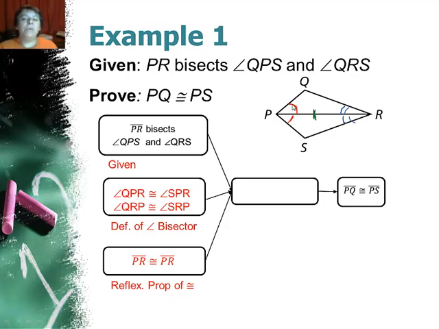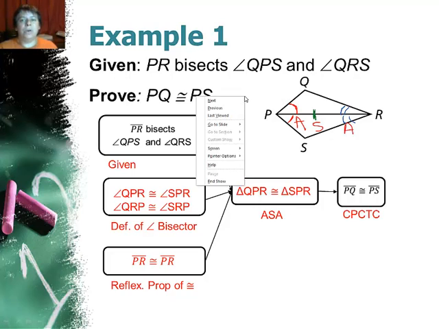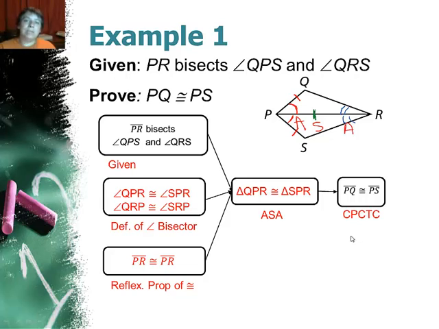So now I can say these two triangles are congruent. Triangle QPR is congruent to triangle SPR. And the reason is angle-side-angle. Now, finally, I say PQ corresponds to PS. Since the triangles are congruent, then I can say the sides are congruent. So PQ is congruent to PS. I can put a little congruent mark there and a congruent mark there. And my reason is CPCTC.